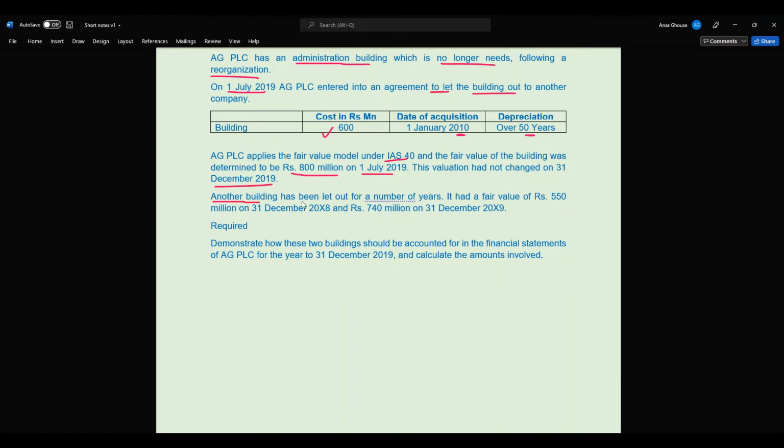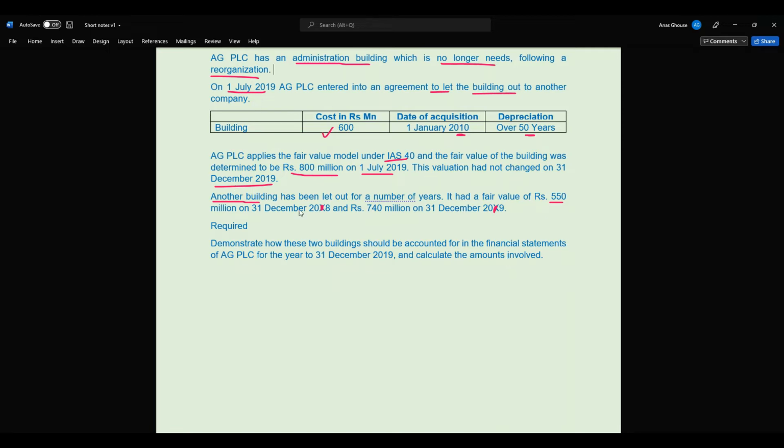Another building has been let out for a number of years. It had a fair value of 550 million on 31st December 2018 and 740 million on 31st December 2019. Required: demonstrate how these two buildings should be accounted for in the financial statements of AG PLC for the year ended 31st December 2019 and calculate the amounts involved.